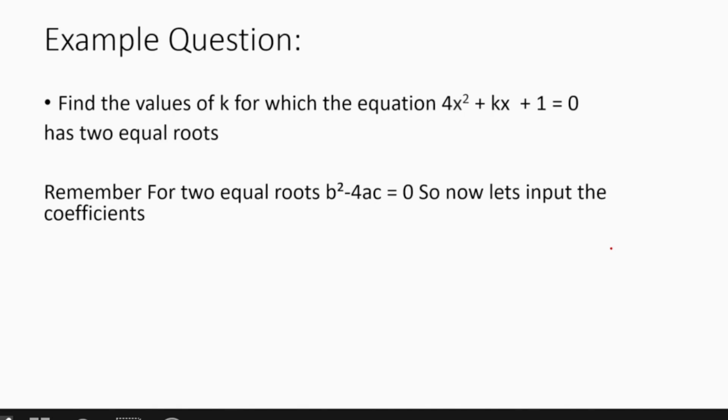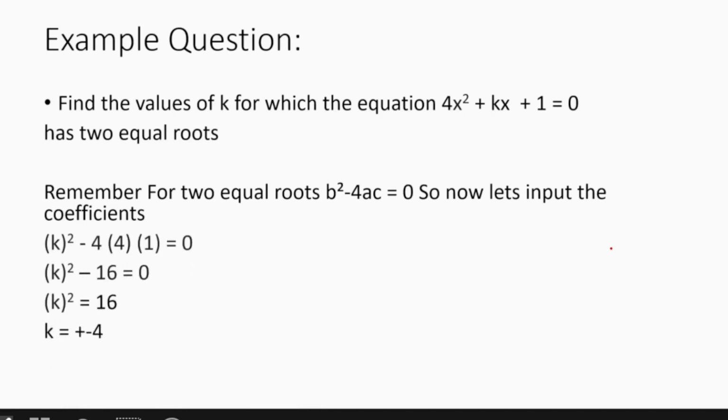Now all you have to do is input the coefficients like this. As you can see, the coefficient of b was k, the coefficient of a was 4, and the coefficient of c was 1. So what I did was put k over here: k² - 4 × a × c. So as you can see, I got two answers for this. k = ±4. So now let's move on to finding the coordinates of intersection for a line and a curve.